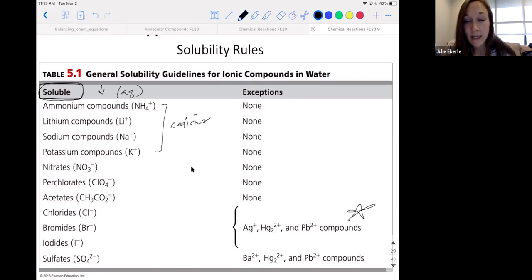So if you have an ionic compound and the cation is one of these 4, ammonium, lithium, sodium, potassium, that compound is soluble. It does not matter what the anion is. Okay, if the cation present is one of these 4, and notice these 3 right here are all main group 1. So a lot of the main group 1 elements are soluble, and there's no exceptions. Does not matter what it's paired with.